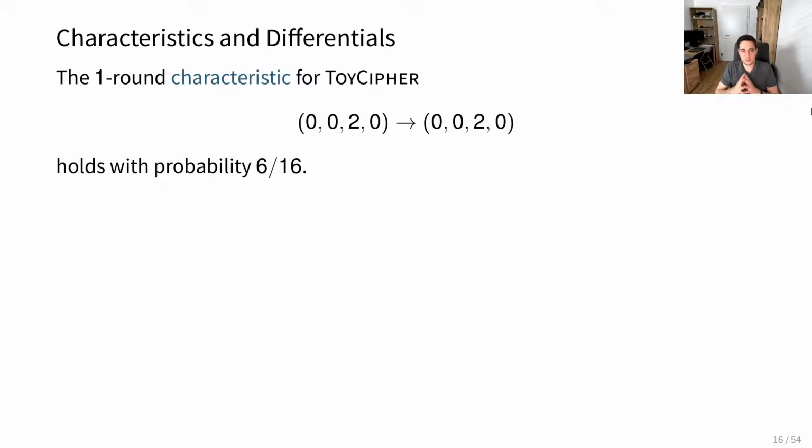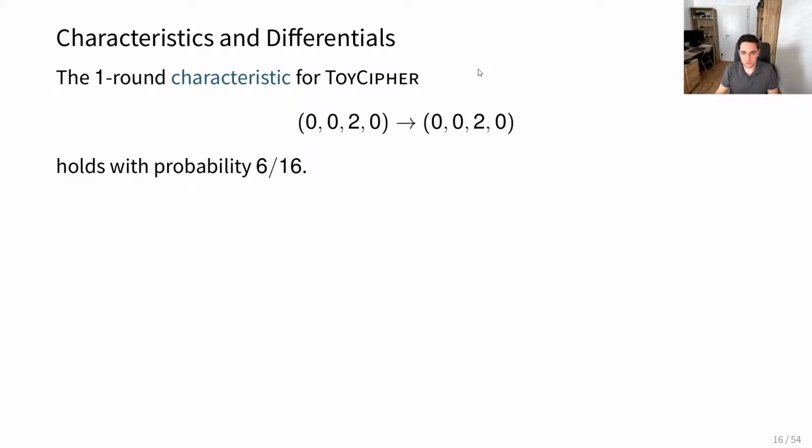Okay, so let us first say that this is very classical differential cryptanalysis, nothing truncated yet. So we can say that a one-round characteristic for this toy cipher, namely the characteristic that this input difference maps to this output difference, has a probability of 6/16.